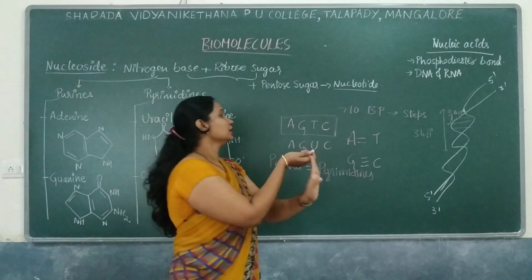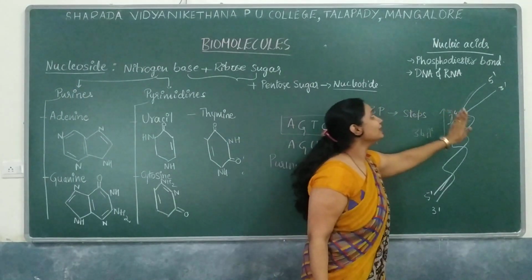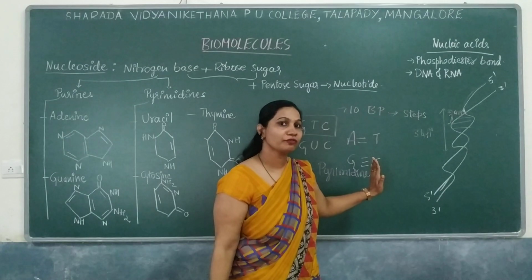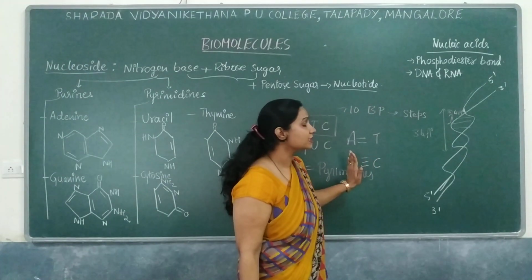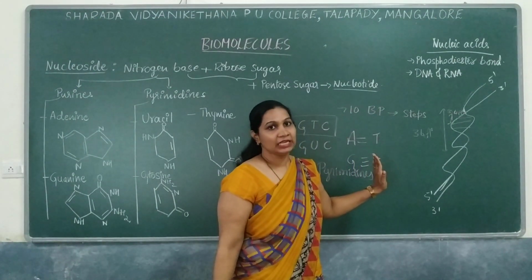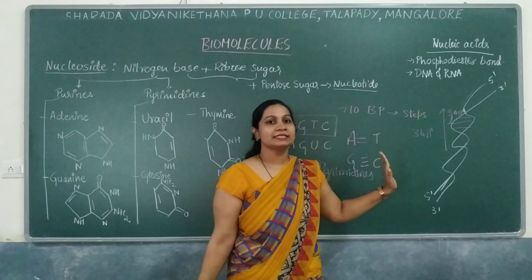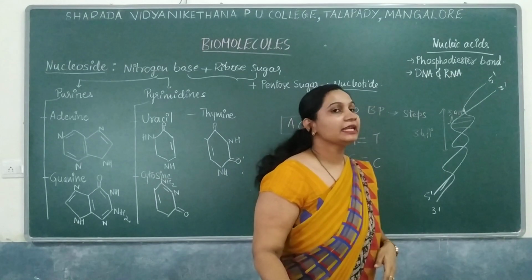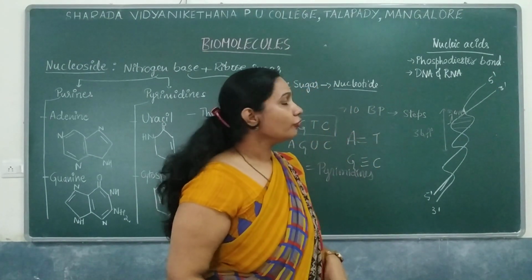So this is nothing but the complete structure of DNA, which is the secondary structure of DNA, and it is also known as the Watson and Crick model. It was mainly given by Watson and Crick in the year 1964. Okay, so this is regarding the structure of DNA.